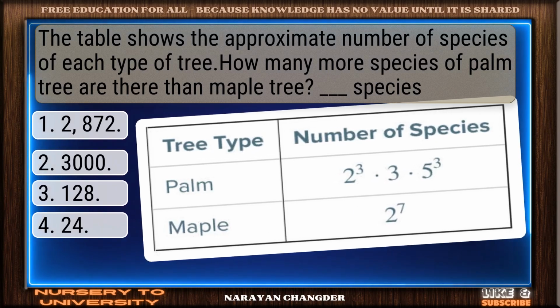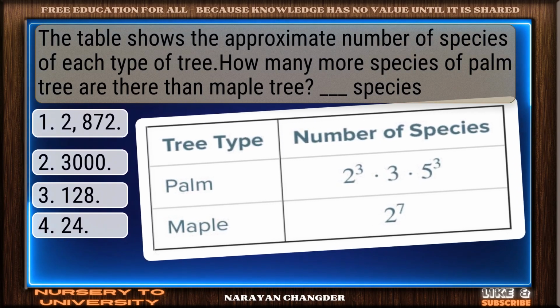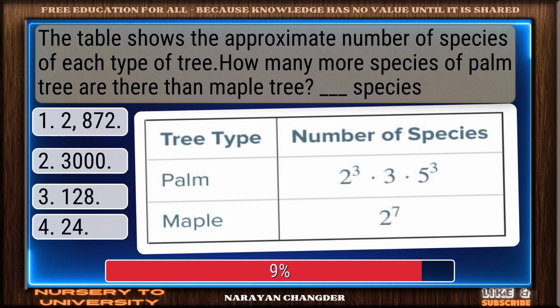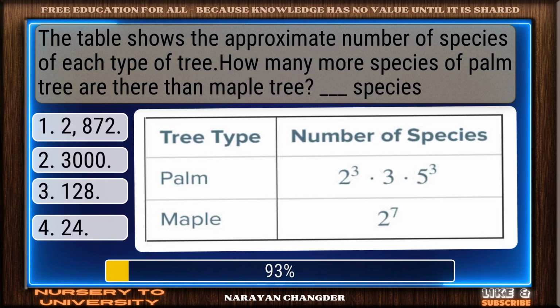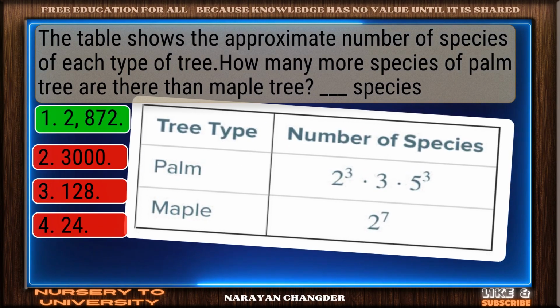The table shows the approximate number of species of each type of tree. How many more species of palm tree are there than maple tree? Dash species. Good job. Your answer to 1872 works well here.